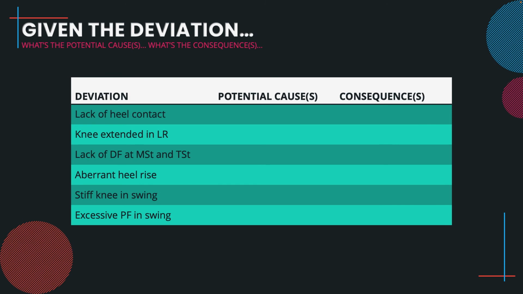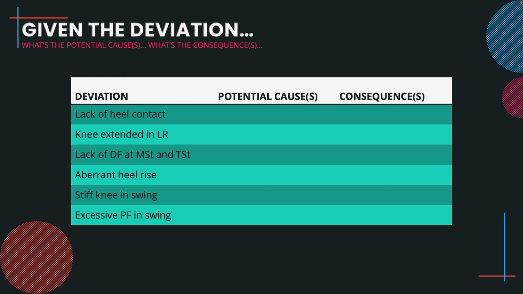So now we have 2 slides on gait deviations, potential causes, and consequences. I'm going to go through the first slide for you, and then I'm going to leave the second slide for you to be able to do on your own.